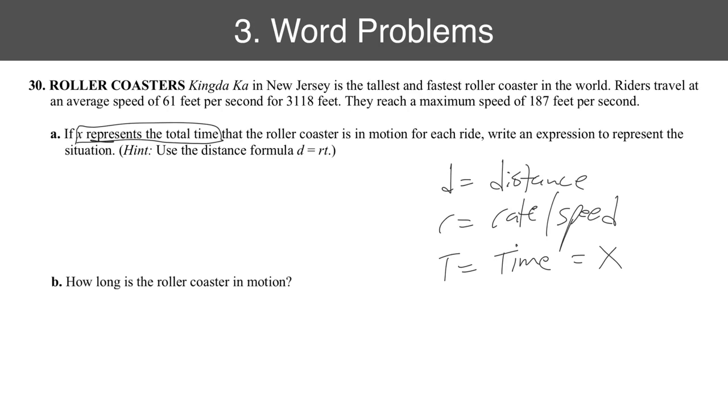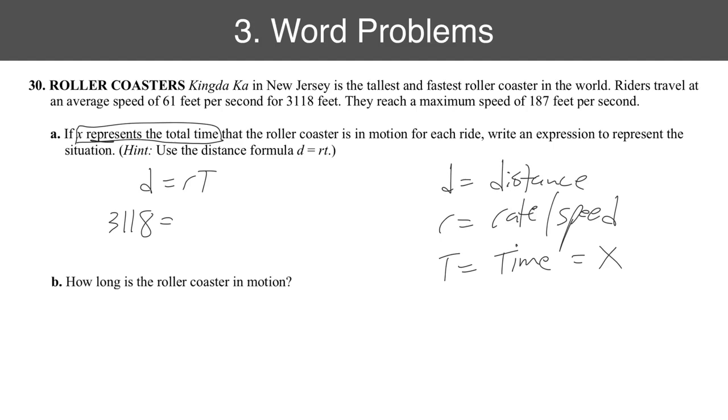So first d, distance. So we figure how long is this roller coaster. It says that riders travel at an average speed of 61 feet per second for 3,118 feet. So that's how long they are. So d equals rt. D, distance, is 3,118 feet. R is your rate or your speed.